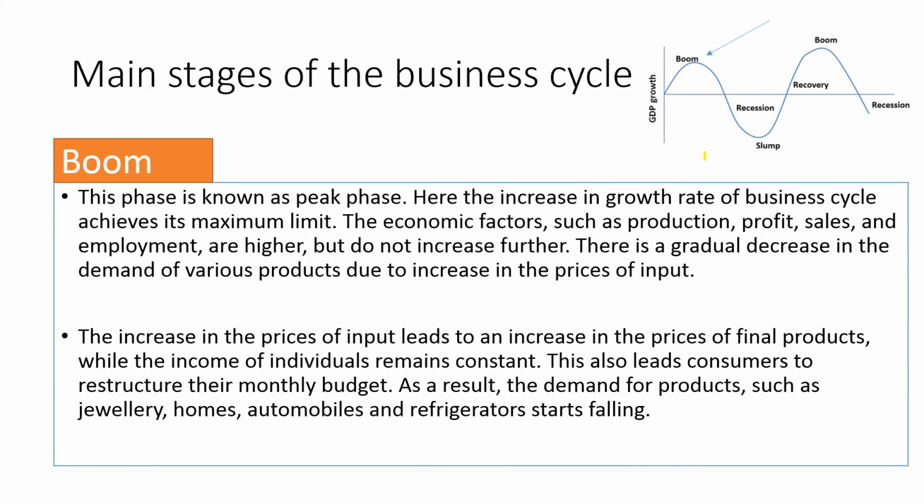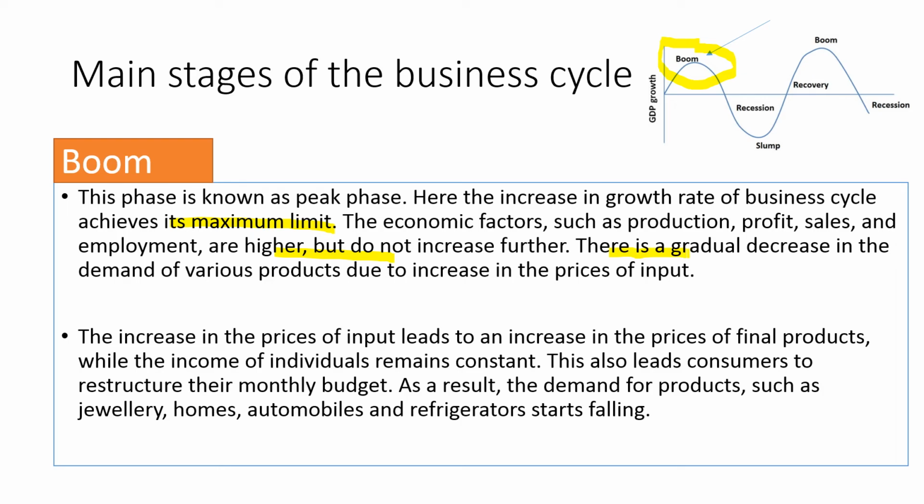Okay, so the next stage is the boom. This is the very top stage of a business cycle. So this phase is known as the peak phase. Here, the increase in the growth rate of the business cycle achieves its maximum limit. The economic factors such as production, profit, sales, and employment are higher but do not increase any further. So this is the highest possible point a business cycle or the economy can be.